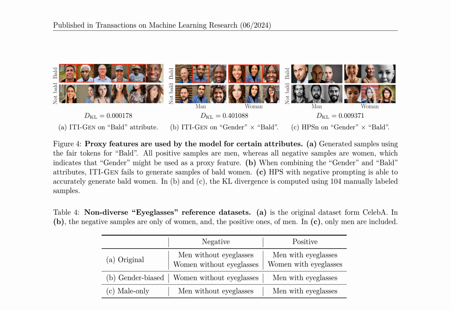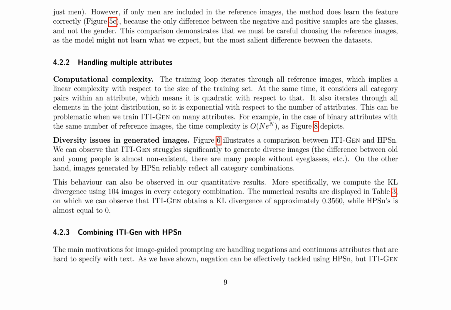The paper discusses the use of proxy features in image generation models, specifically focusing on the ITI-GEN and HPSN methods. It highlights how these models can learn to generate images based on certain attributes, but may also use proxy features that are not intended. For instance, when generating images for the bald attribute, ITI-GEN uses gender as a proxy feature, resulting in all positive samples being men and all negative samples being women. This issue is resolved by using HPSN with negative prompting, which accurately generates bald women.